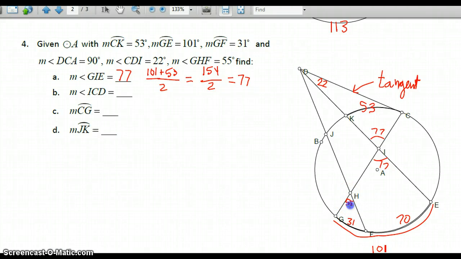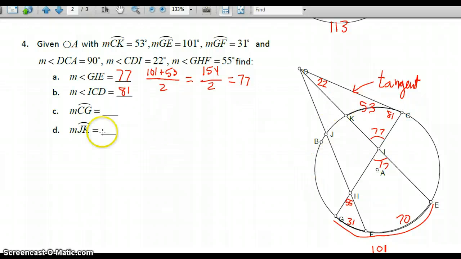Okay. So with the 22 here, I have a 22-77 triangle. I can figure that out there. 22 plus 77 is 99, from 180, so that must be 81. Great. Might as well write it in there. 81.